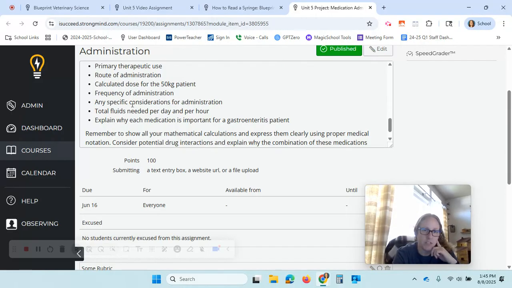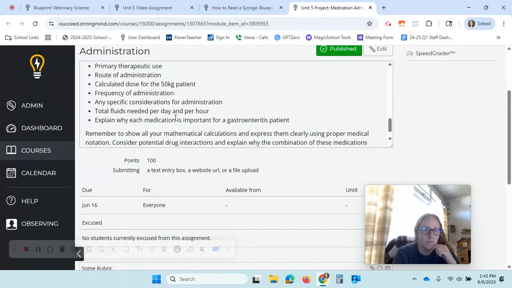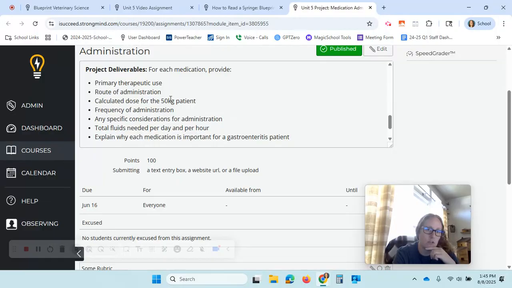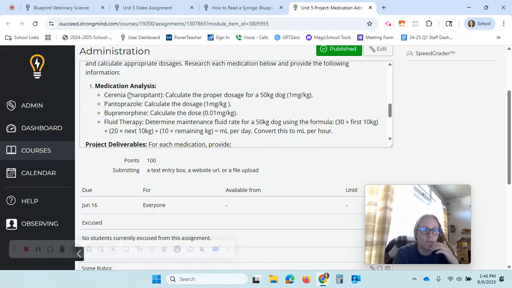Any specific considerations for administration? Any side effects? Any concerns? Does it interact with other medications? Total fluids needed per day and per hour. That is from this bottom one. And explain why each medication is important. It's going to wrap up with this one, the primary therapeutic use. Okay? And then you're going to redo all of these for pantoprazole and buprenorphine as well.